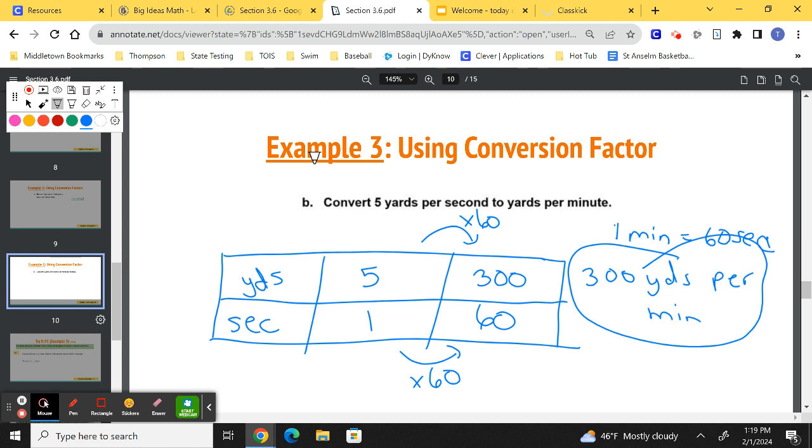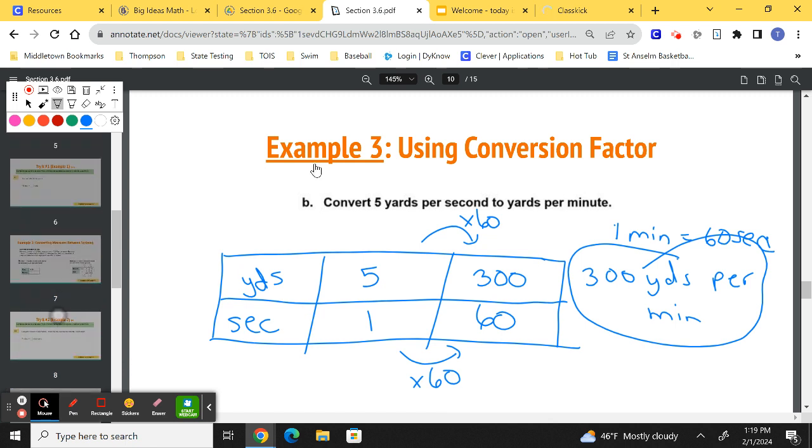You're going to get a question where it's still going to say seconds and minutes, but then it might say yards to feet. Okay, it's going to convert. So you're going to have to do two different ratio tables. All right. So this is what we're doing. I want to help you out.